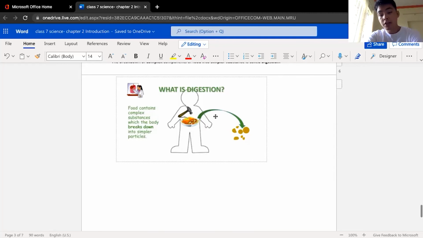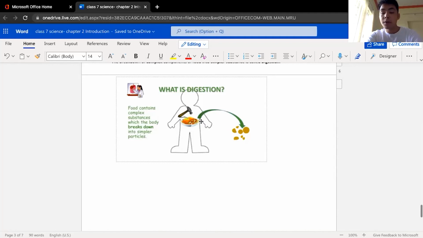What is digestion? Yeah, it is making the food even smaller. And then it has to go through another process, through acid.